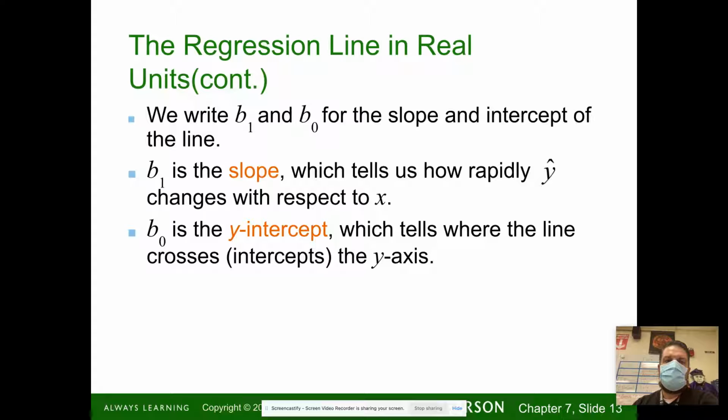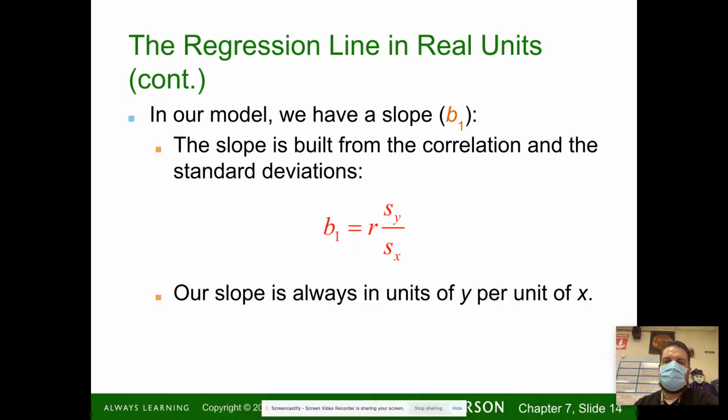So then we write b1 and b naught for the slope and the intercept of the line. So b sub 1 is the slope, which tells us how rapidly y hat changes with respect to x. B sub 0 is the y-intercept. It tells us where the line crosses the y-axis. So that doesn't change much.